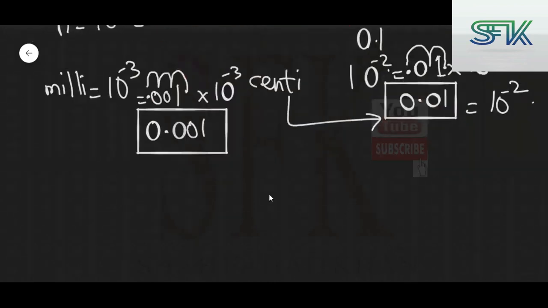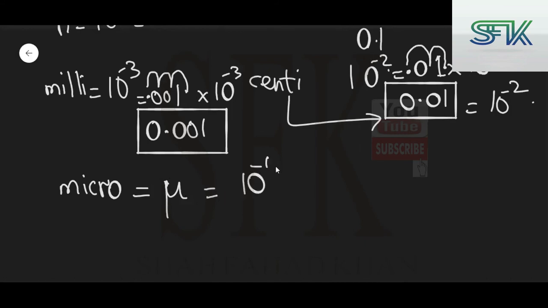Okay, for milli. What about micro? The symbol for micro is mu. This is called mu. This is not u, it's mu. Anyways, the symbol is important. You don't need to know the name of the symbol because it's not going to be asked, but the symbol is important. You should know what this symbol represents. This symbol means 10 raised to the power minus 6.